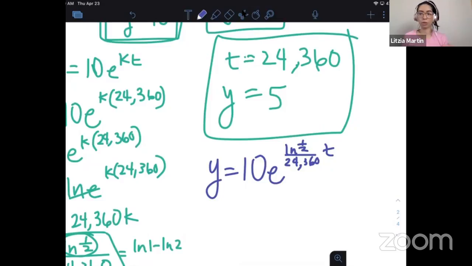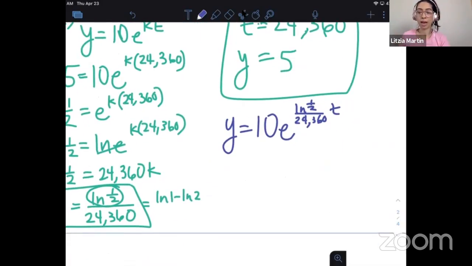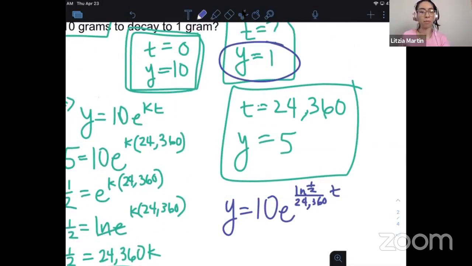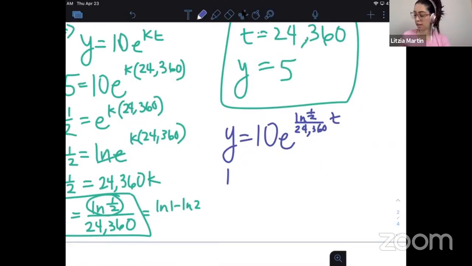If you graph it out, it would show you the decay of plutonium. But what we want to know is at what time is there going to be only 1 gram of material. So I'm going to plug that in for y, and then we can go ahead and solve for t.